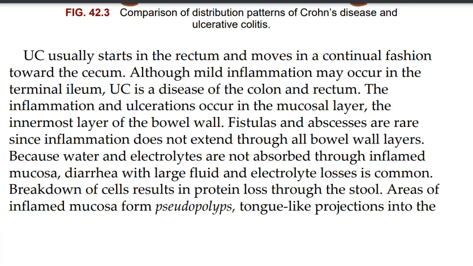To me, I would create my notes on this because you don't want to get confused on the test, just like I got confused with irritable bowel syndrome and inflammatory bowel disease. These two are inflammatory bowel diseases.